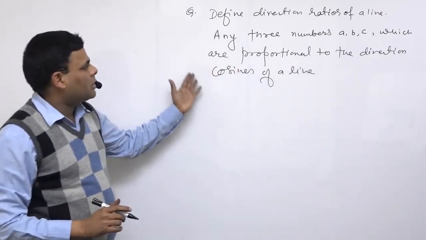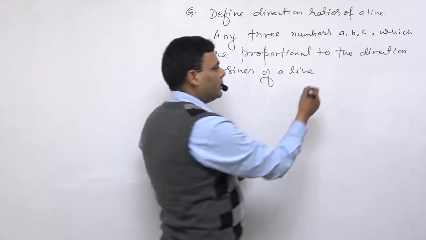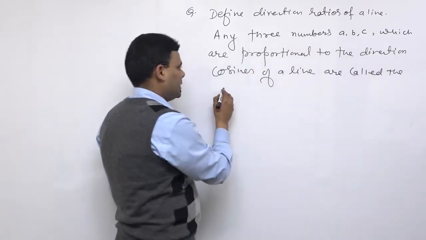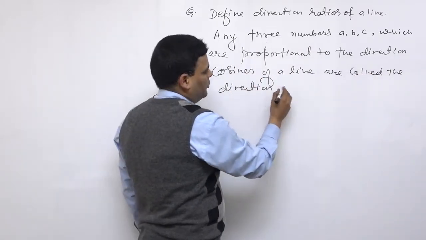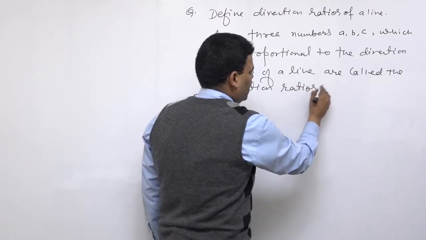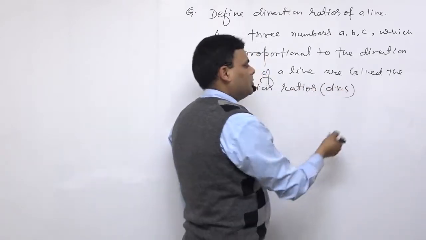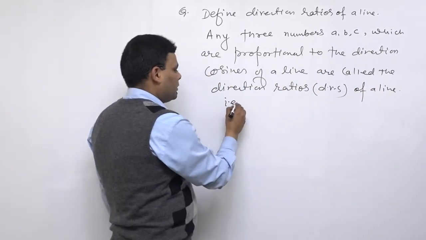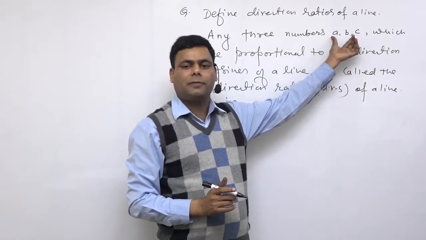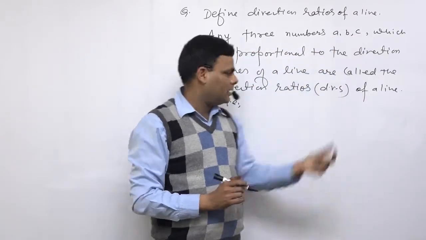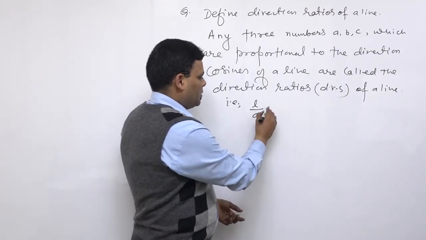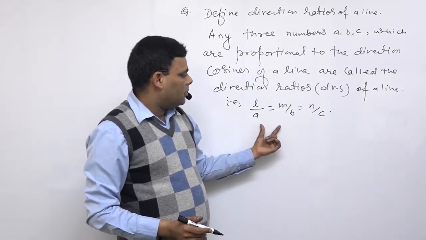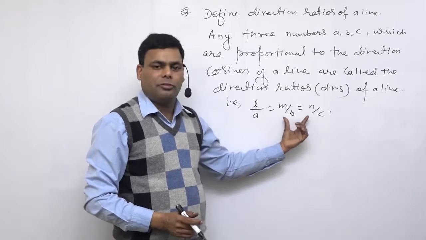Any 3 numbers a, b, c which are proportional to the direction cosines of a line are called the direction ratios of a line. Direction ratios, in short, we can write DRs. That is, a set of 3 numbers proportional to the direction cosines are called the direction ratios of a line. That is, l upon a equals m upon b equals n upon c. In this way, the direction ratios of a line are always proportional to the direction cosines of a line.